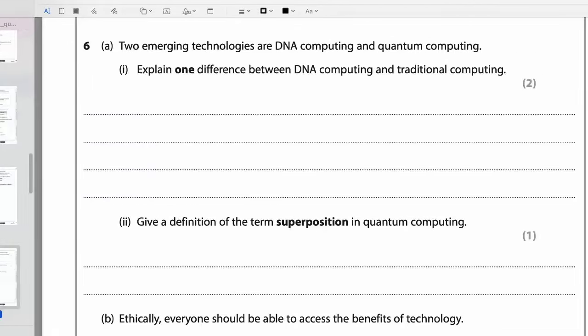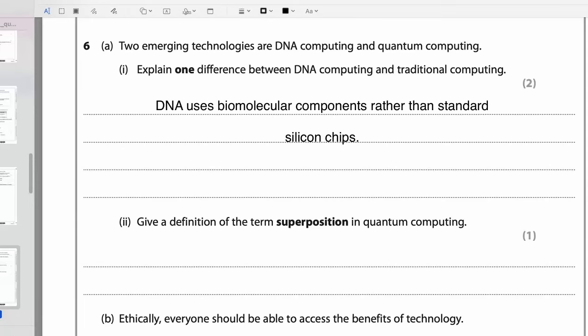Question 6. 2 emerging technologies are DNA computing and quantum computing. Explain one difference between DNA computing and traditional computing. DNA computing uses biochemistry. So to construct an answer here, DNA uses biomolecular components rather than standard silicon chips. You can also say DNA uses chemical reactions rather than electrical states, ones and zeros, and that completes number 1. Number 2, give the definition of the term superposition in quantum computing. Superposition is the ability of a system to be in multiple states at the same time.